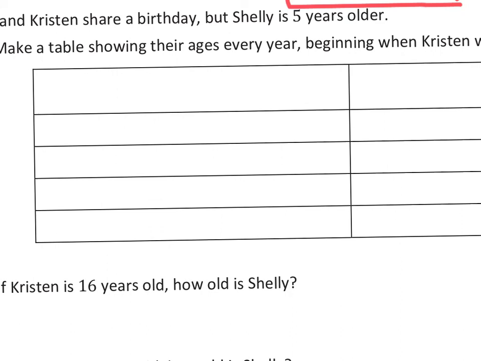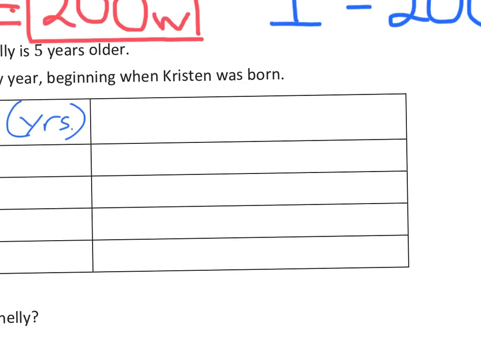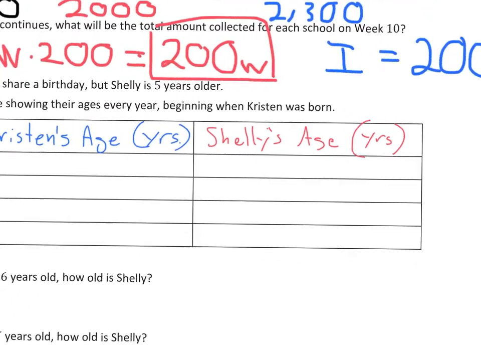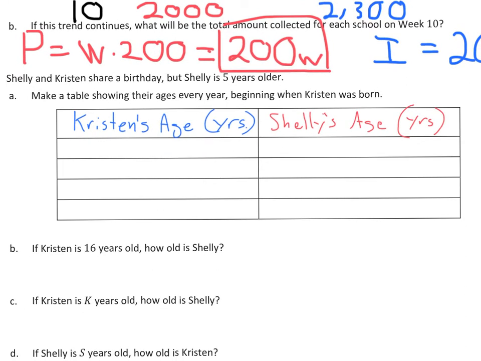So let's go with Kristen's age. Age. It's in years. And we're going to have Shelley's age, also in years. It's important that we actually put those years there because we measure age in years all the time, but you could also measure how old someone is in months or decades or something like that.